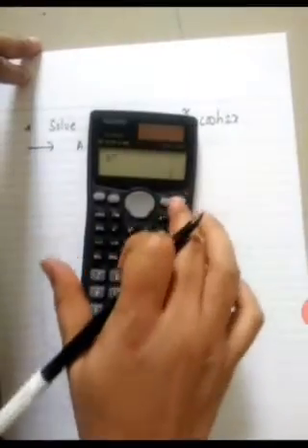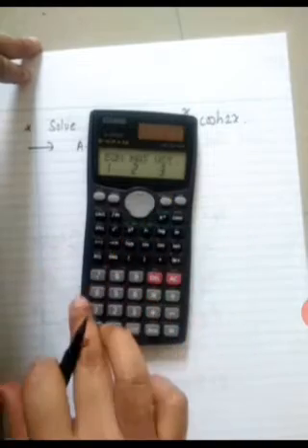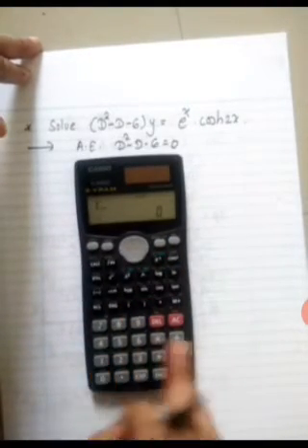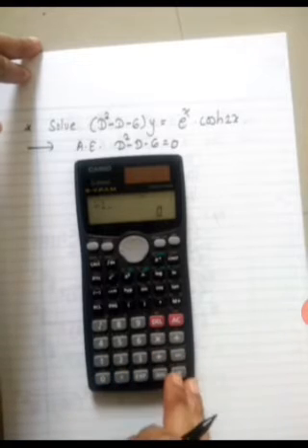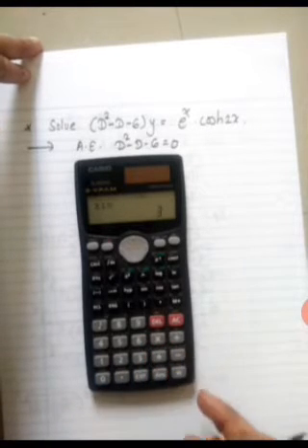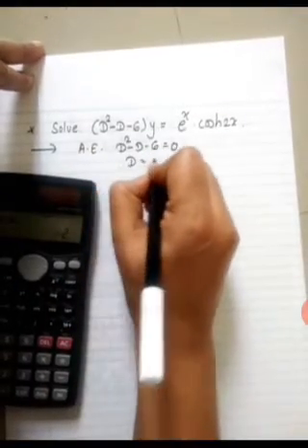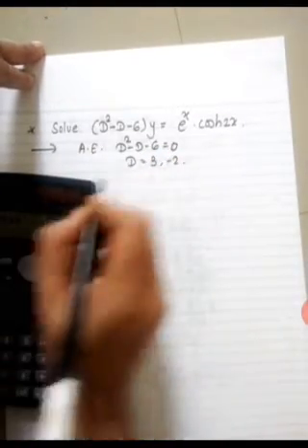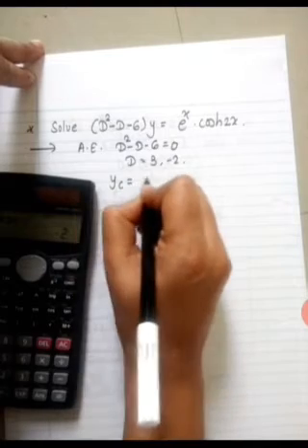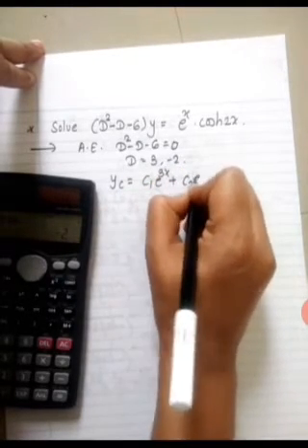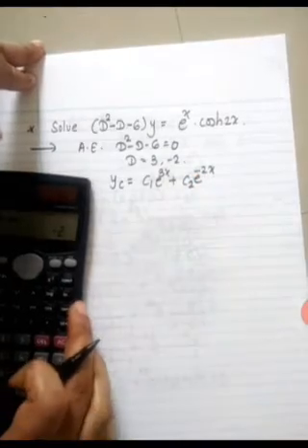Use your calculator. Go into the mode equation. Degree is 2. A is 1, B is minus 1, and C is minus 6. So 3 and minus 2. Very good. So D is 3, minus 2. Therefore, yc is c1 e raised to 3x plus c2 e raised to minus 2x.